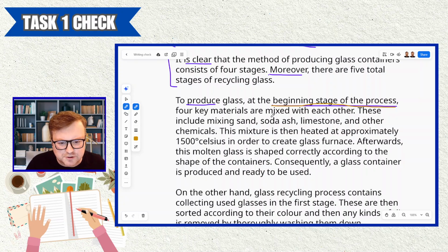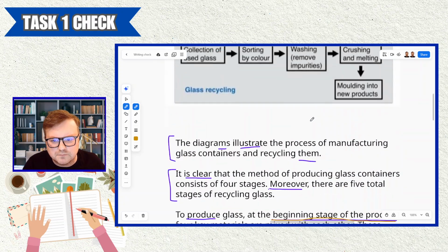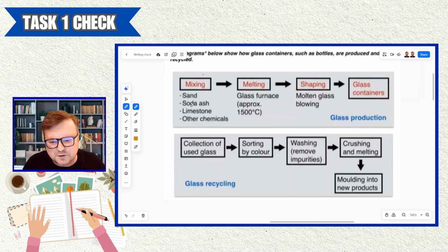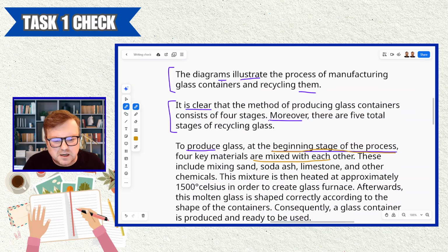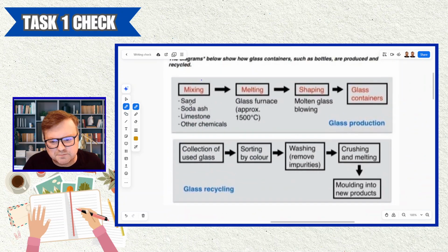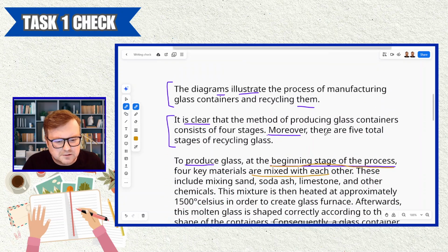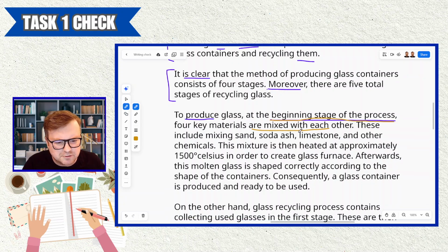4 key materials are mixed with each other. Cool. Yeah, it might be difficult to write. Well, other chemicals, are we counting that as one material? Maybe. We could simply say sand, soda ash, limestone, and other chemicals are mixed together. But okay, 4 key materials are mixed with each other. These include, yeah, it's okay. These include mixing sand, blah, blah, blah.